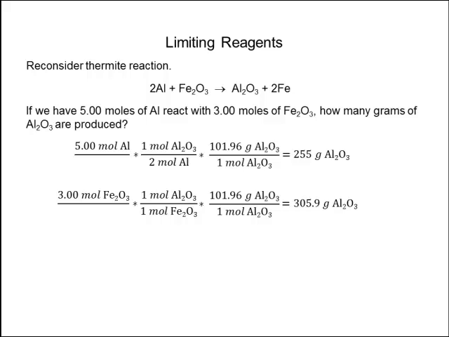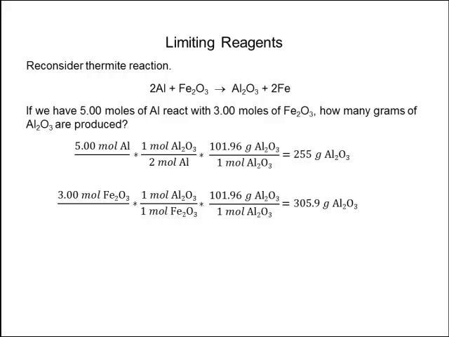The limiting reagent was the 5 moles of aluminum. Once 255 grams of aluminum oxide has been produced, I've used up all my aluminum. I have no aluminum left over. I'll have excess iron oxide left over. Maximum amount I could get is 255 grams of aluminum oxide.